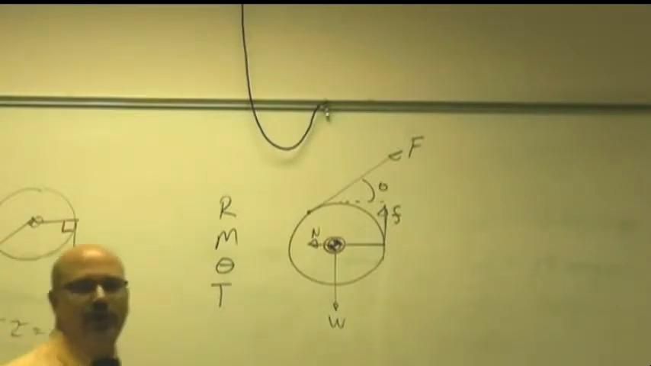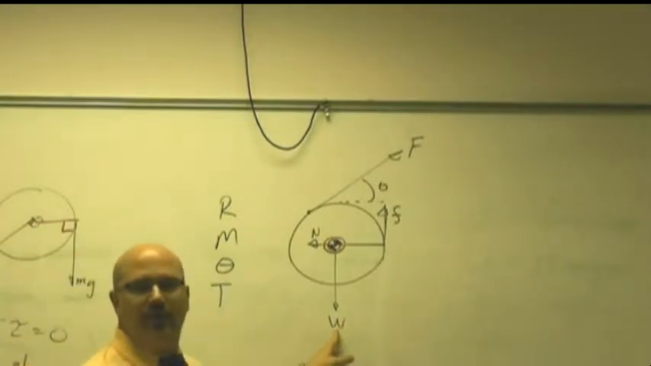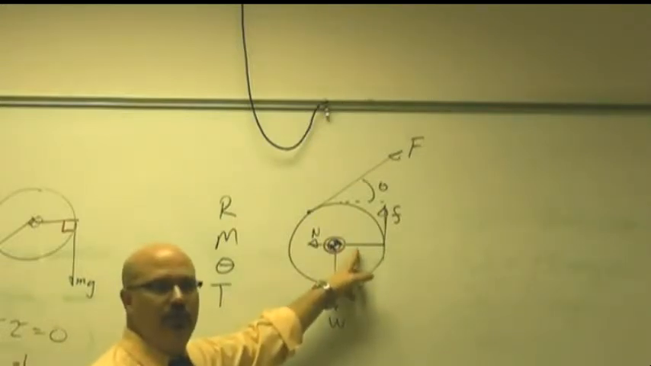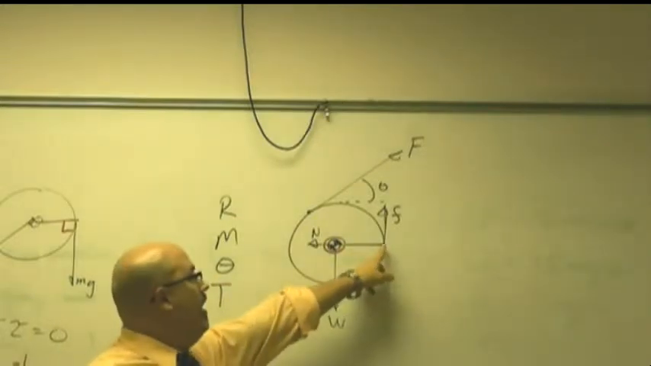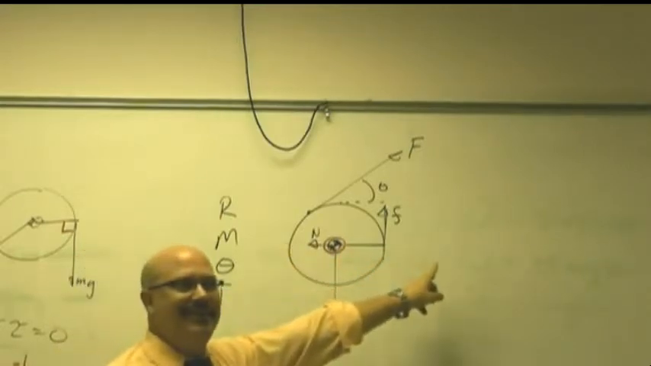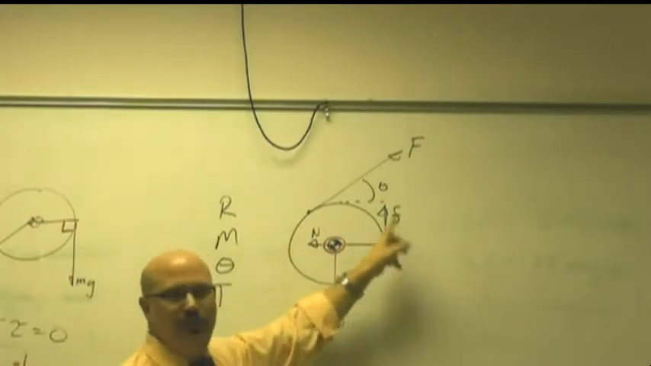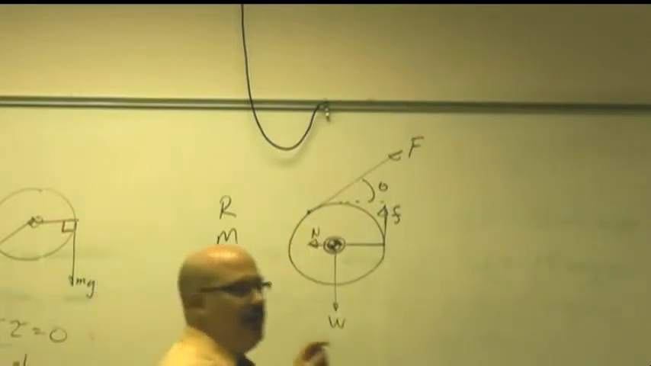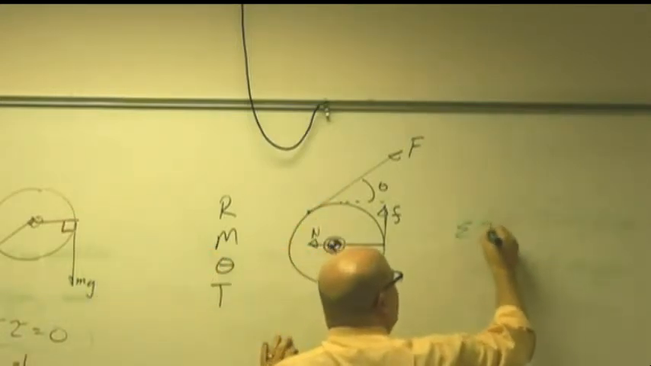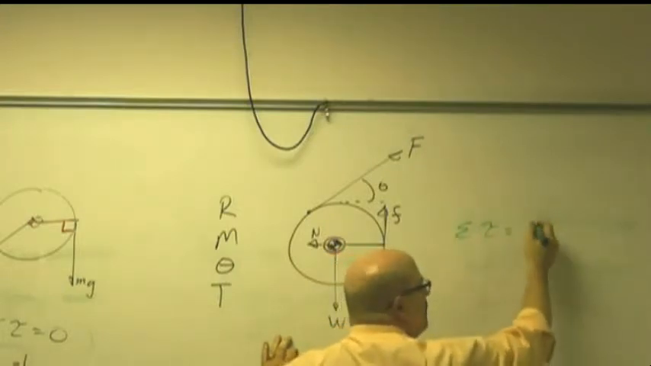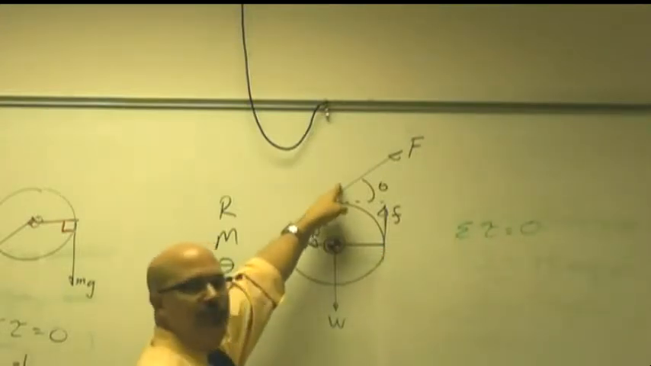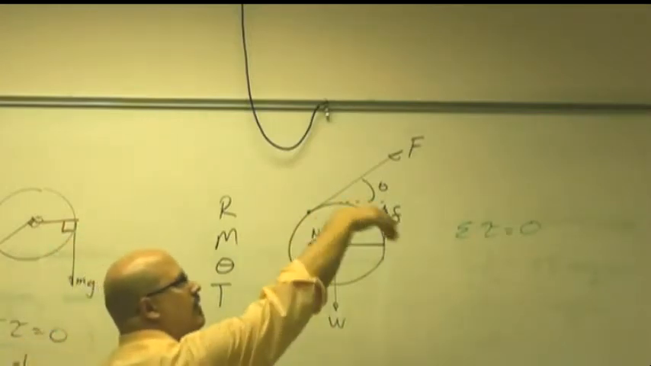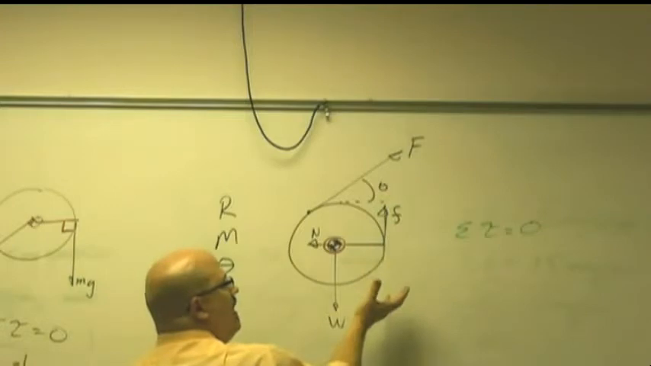How many torques do I have? Do I have torque from the weight? No. Do I have torque from the normal? No, because it passes through the center. What's its radius? Zero. It goes to the pivot, not from the normal. Do I have torque from friction? Yes. Do I have torque from force F? Yes. So the sum of the torques equals what? Zero. Is F producing a positive or negative torque? A negative. Negative torque. This is producing a positive torque.